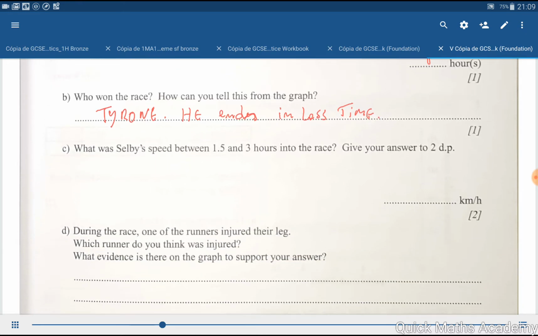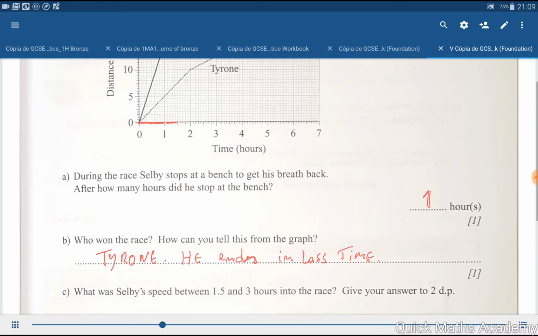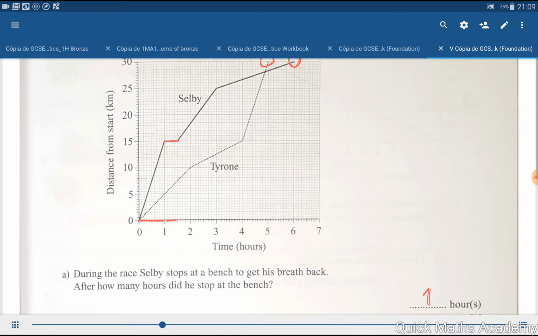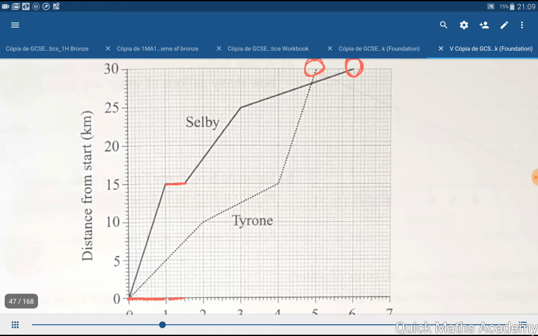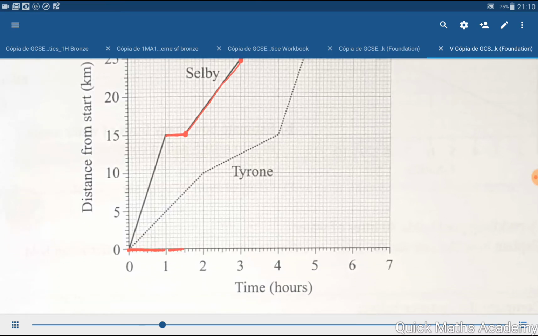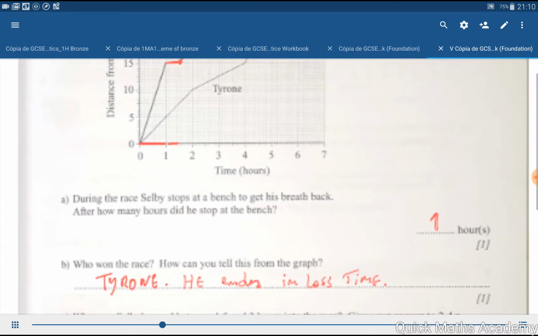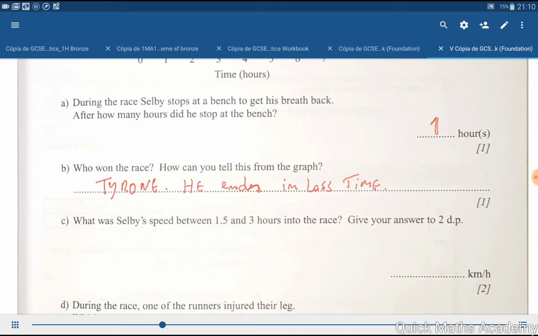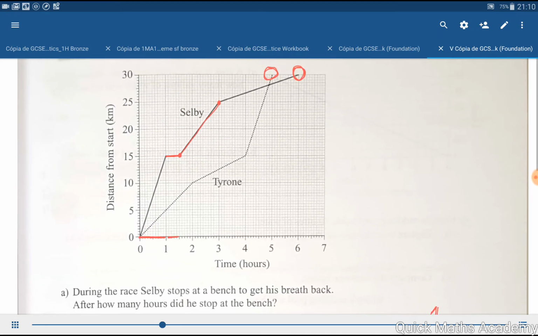What was Selby's speed between 1.5 and 3 hours into the race? Give your answer to 2 decimal places. Between 1.5 and 3 is from this point here till the third hour, which is here. So they want to know the speed of Selby in that interval.